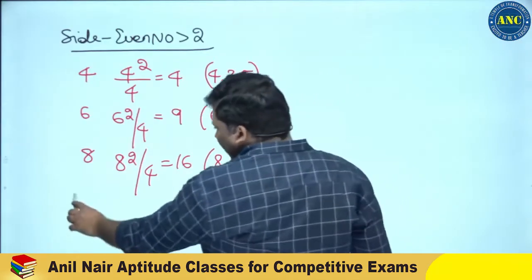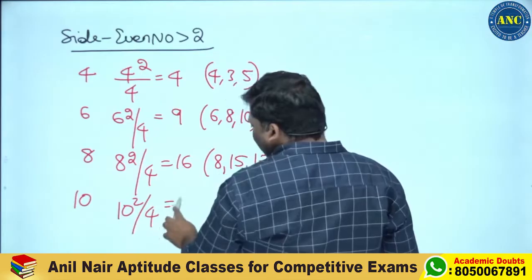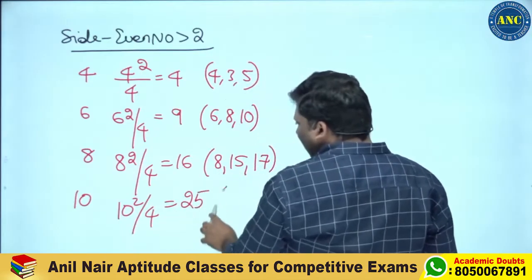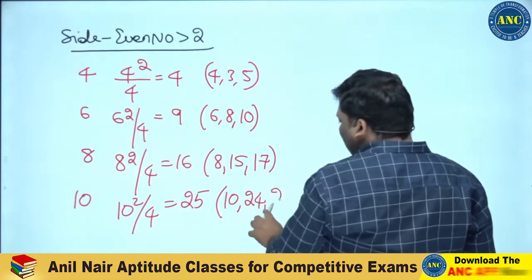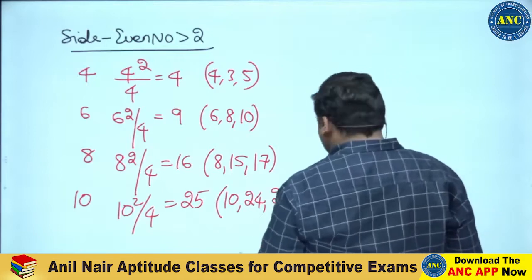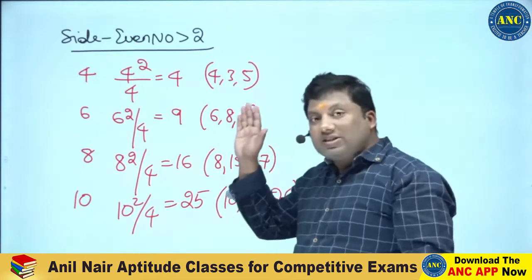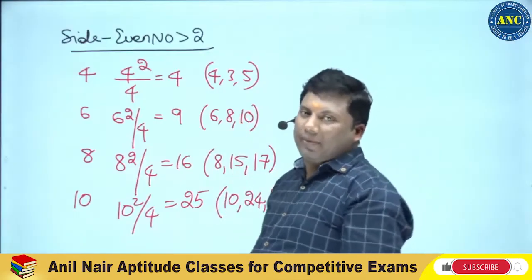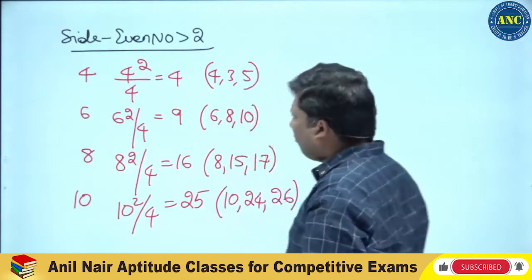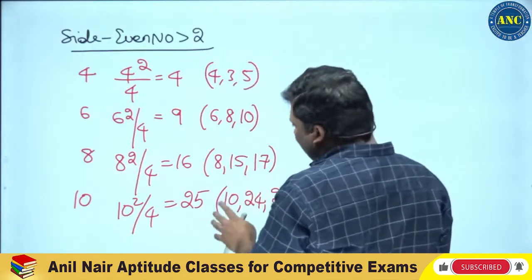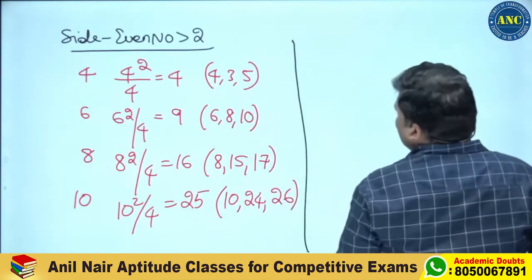If it is 10, square it and divide by 4. 100 by 4 is 25. Subtract 1 and add 1: 10, 24, 26. I hope the idea is clear. If it is an odd number, square it and divide by 2. If it is an even number, square it and divide by 4. 6 square by 4, 8 square by 4, 10 square by 4. Like this, triplets will come if it is an even number.